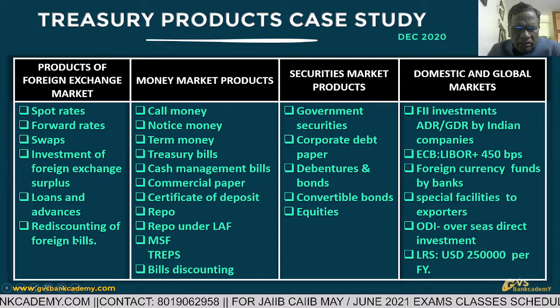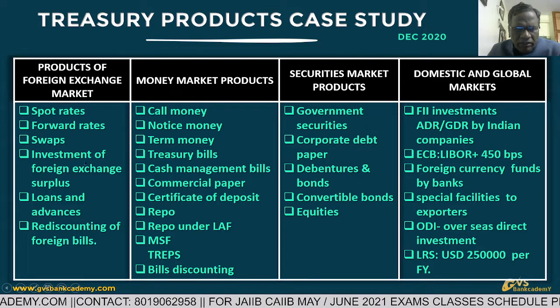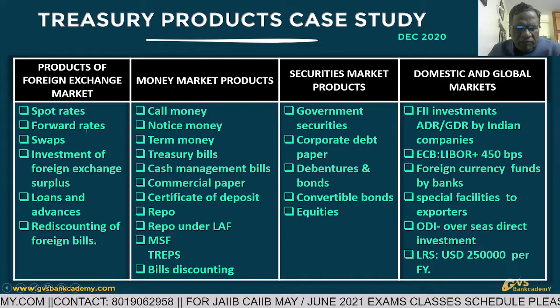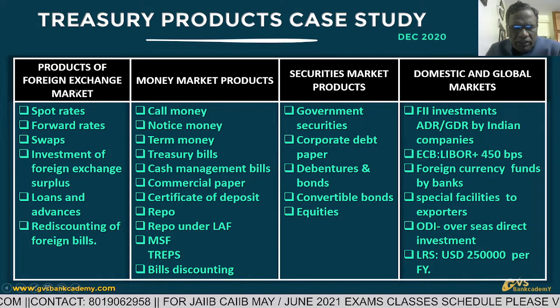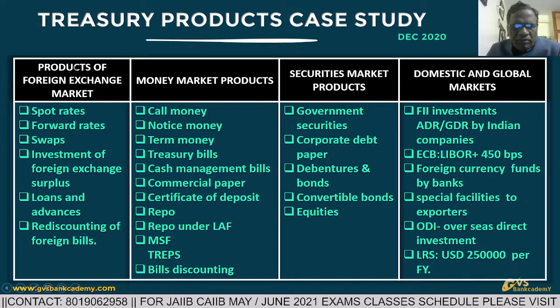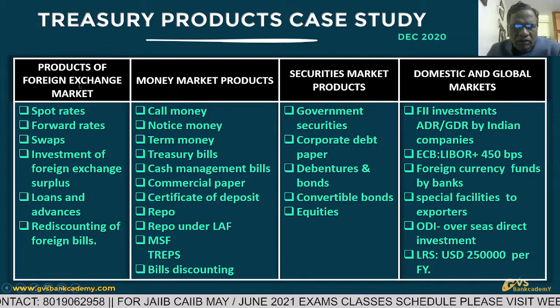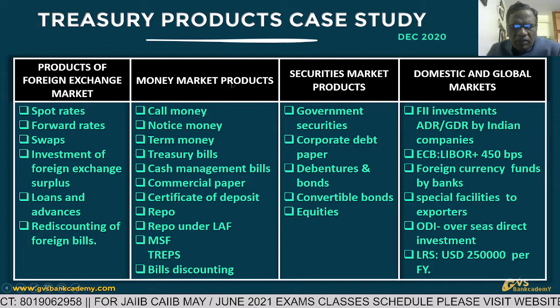In addition to that, they are dealing with derivative products also, including forward rate derivatives. These are the major products which the bank's treasury deals in regarding foreign exchange. Then money market products.